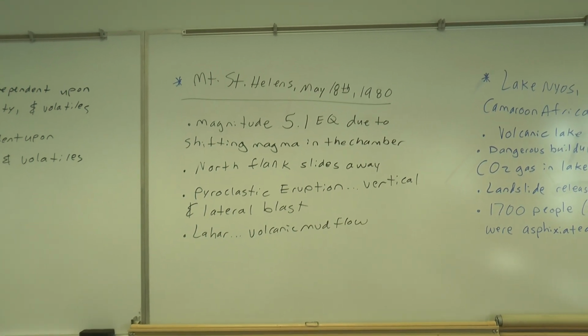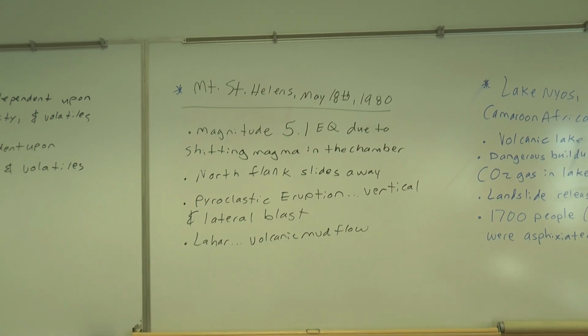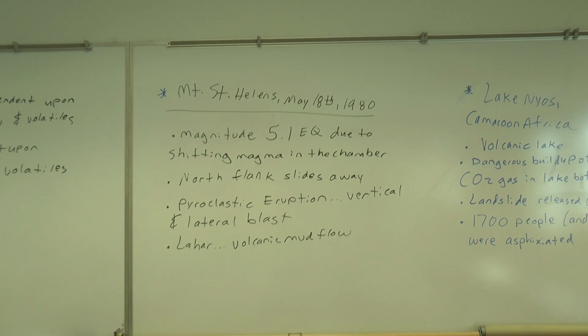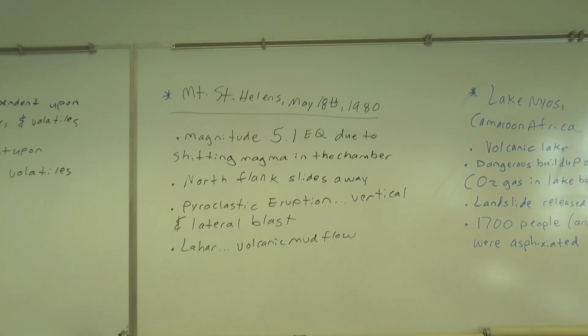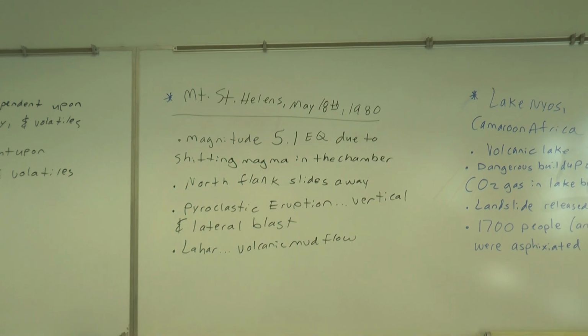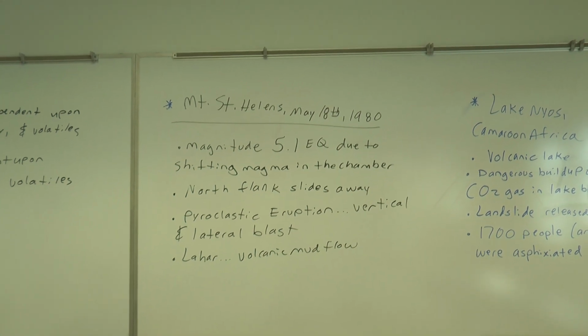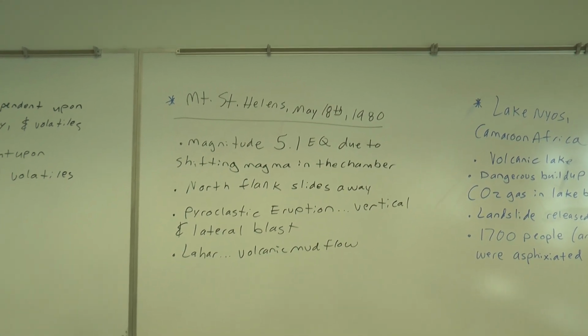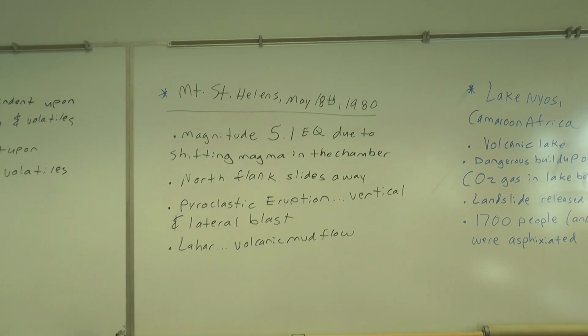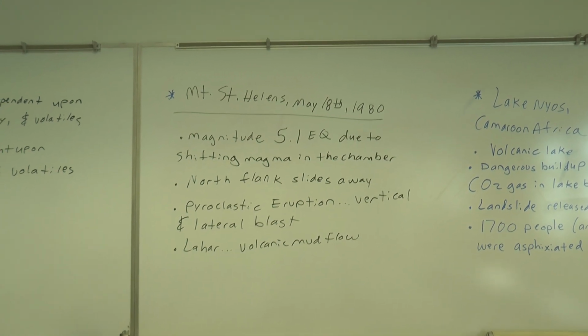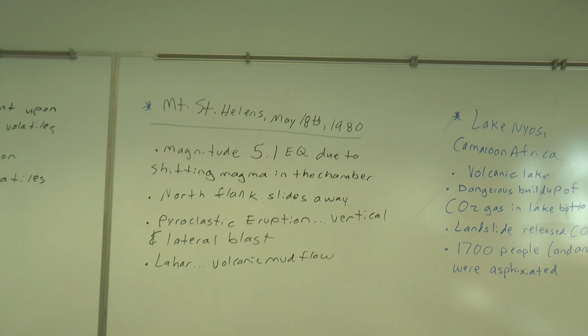I want you, and this is a short answer question here, I want you to know the sequence of events that happened. This was May 18th, 1980, Sunday morning, 8:32 a.m. First, we had a 5.1 earthquake, a shallow earthquake, and this was due to shifting magma in the chamber. And again, this was a shallow earthquake, so this really rocked the mountain.